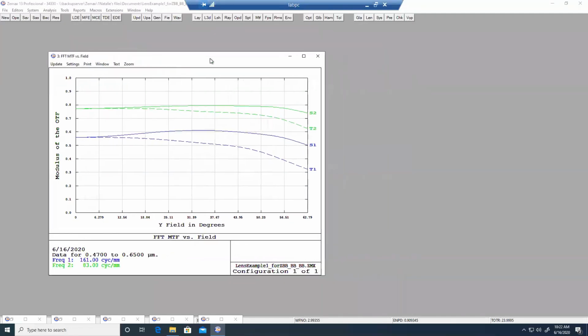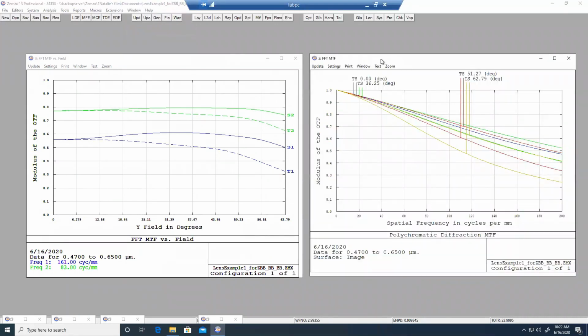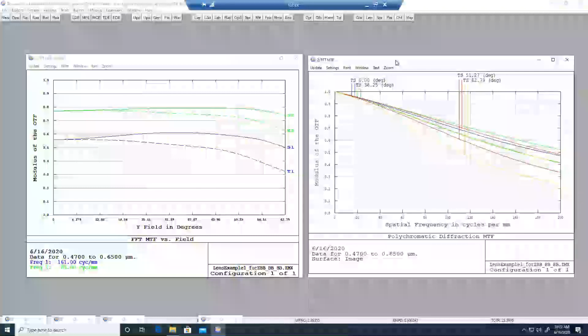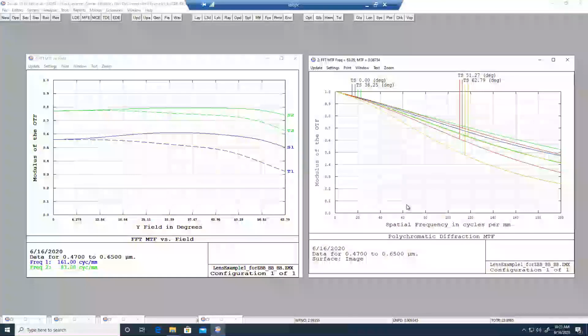Okay, thank you. So MTF versus field, another way that we can present the MTF data. I've just generated this ahead of time, but this is MTF versus the frequency. So in essence, this is the same type of data we're presenting. It's just presented in a different format. The data is still characterizing the lens in the same way.